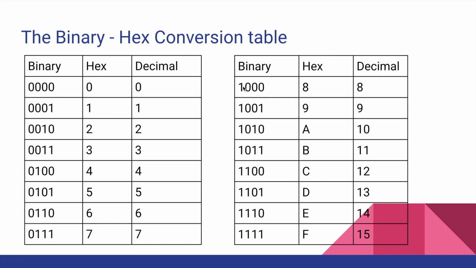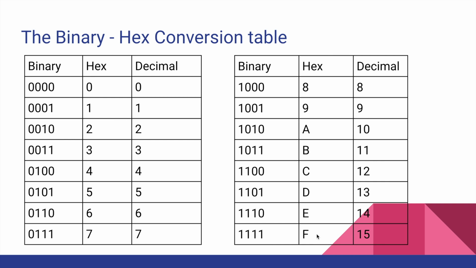Everything's about the same. 1000 in binary is 8 in hex and 8 in decimal. So far, so good. 1001 in binary is 9 in hex and 9 in decimal. They are identical, and this is where things change. 1010 is 10 in decimal, but that's where we get to double digits in decimal numbers, but we're still in single digits in hexadecimal. A, then B, C, D, E, and F. 1111 in binary is the decimal equivalent of 15, but the hexadecimal equivalent of F.